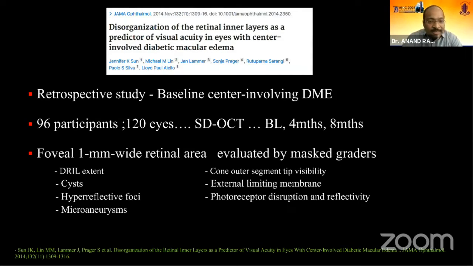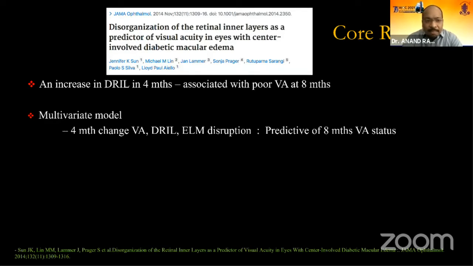They looked at the foveal central 1 millimeter wide retinal area and looked at DRIL and a number of outer retinal segment biomarkers, including hyperreflective foci. And they found an increase in DRIL at 4 months, which is associated with poor acuity at 8 months. But more interestingly, they found a multivariate model, a composite of 4-month change in acuity, DRIL, and ELM disruption, which was the most predictive of 8-month visual acuity status.